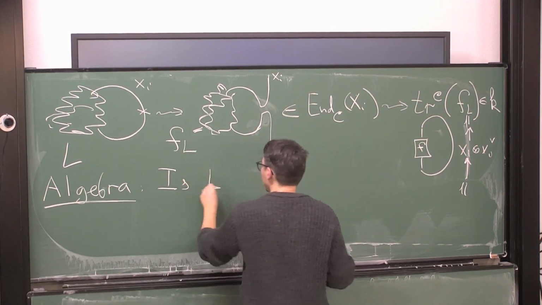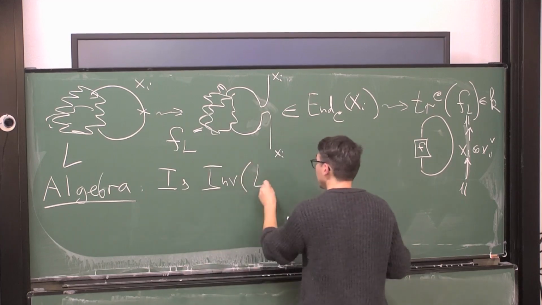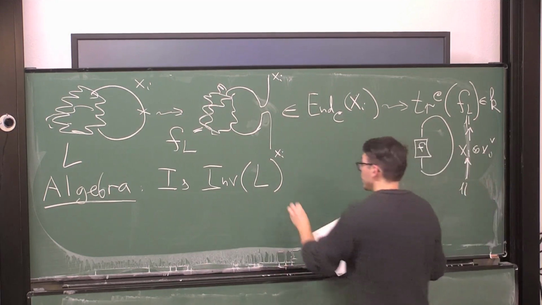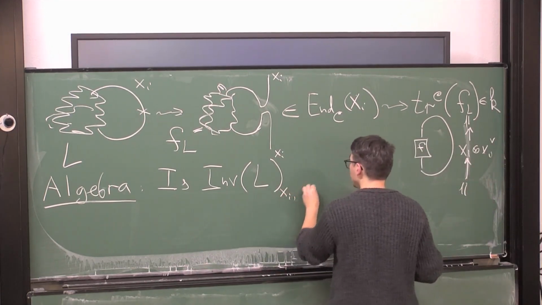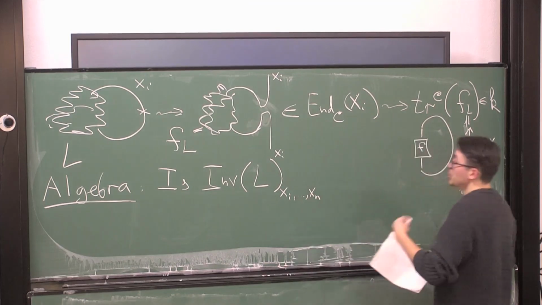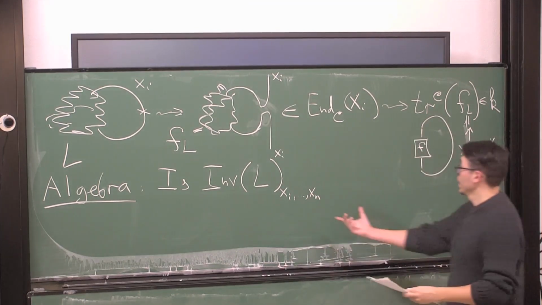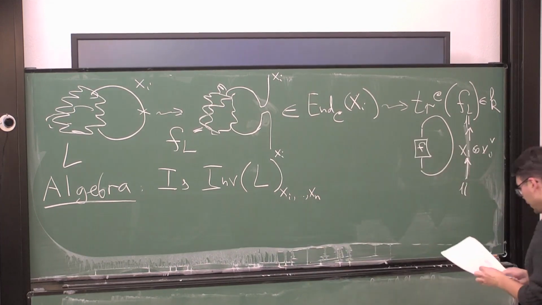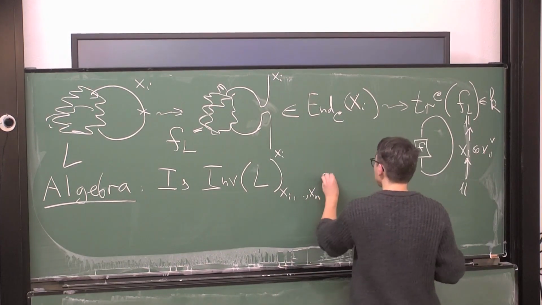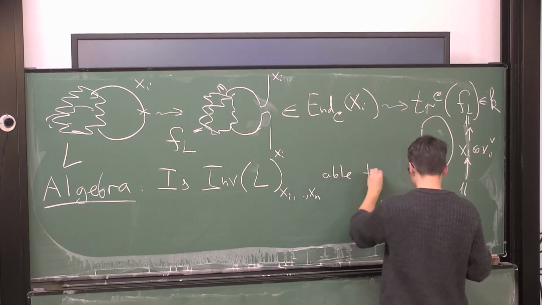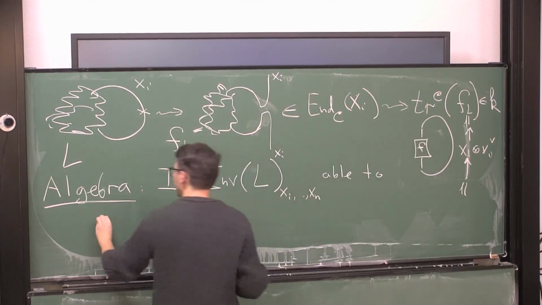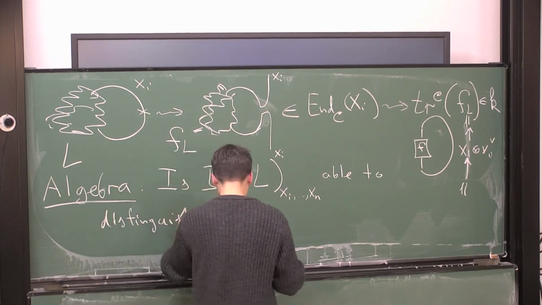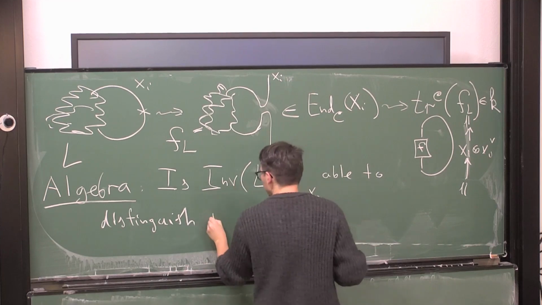Is invariant L? So I take L, any link you like, colored by objects. So I associate to each component an object of your favorite ribbon category. And is it able to distinguish non-split extensions?